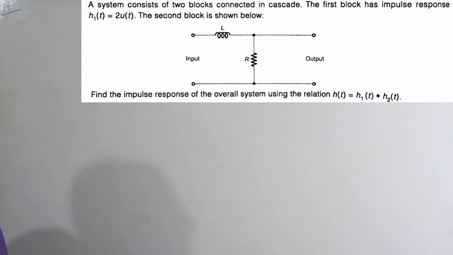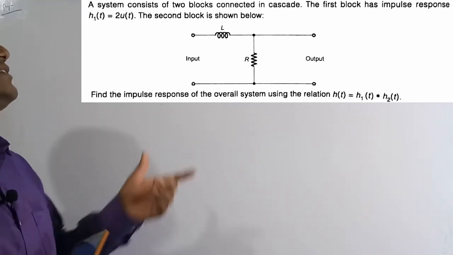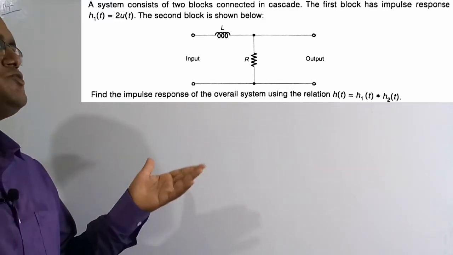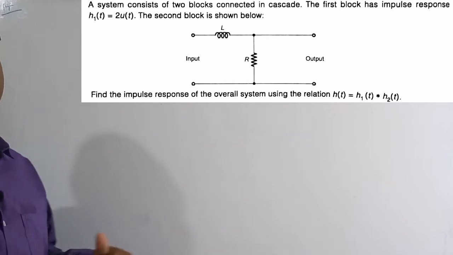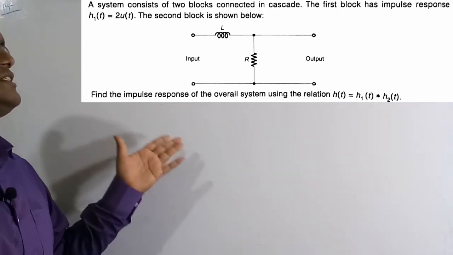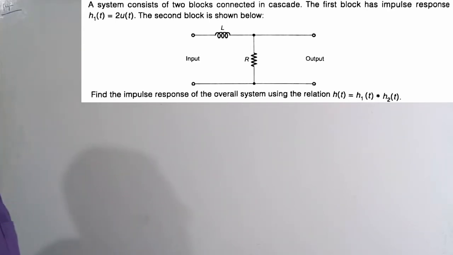So in the question they are given that the first block has an impulse response which is 2 into u of t, and for the second block they are given the diagram. Now we need to find, when these two systems are connected in cascade, the total impulse response, which is the convolution of the first system's impulse response and the second system's impulse response.